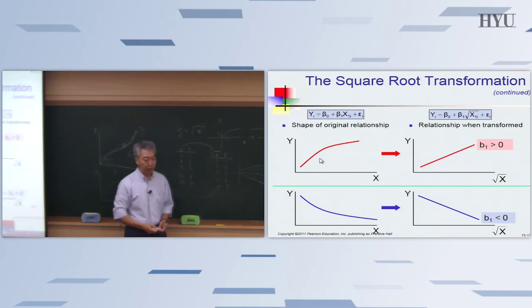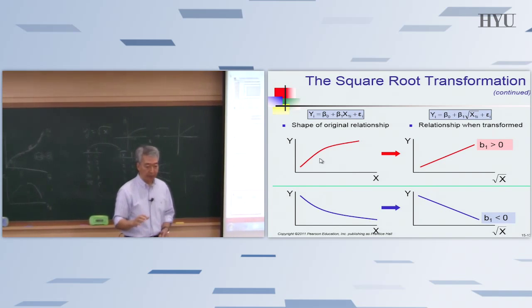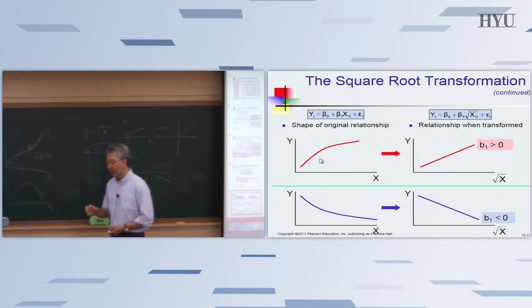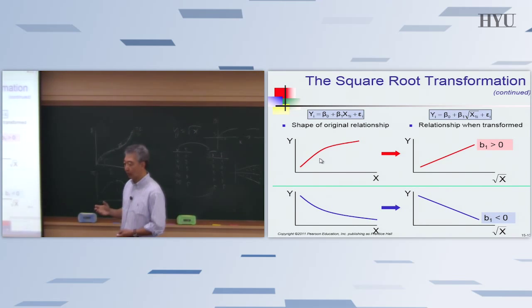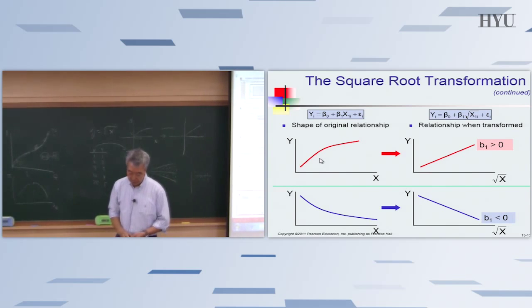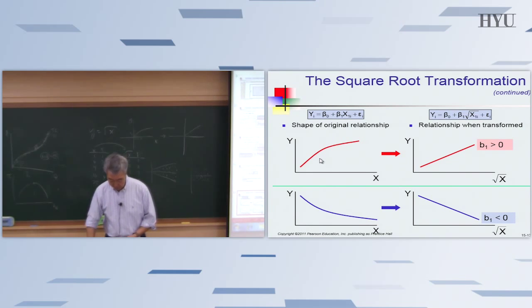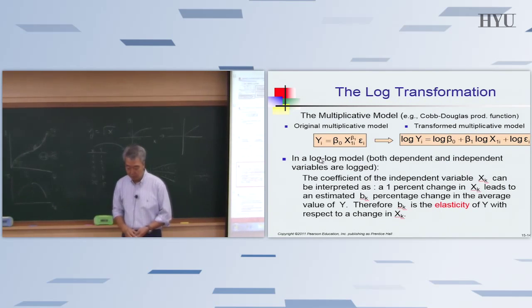So that means you can run the regression now, right? You are artificially conforming the relationship or the residual plot to be normal. I mean, satisfying the assumption, right? Okay. So that's the idea of square root transformation.